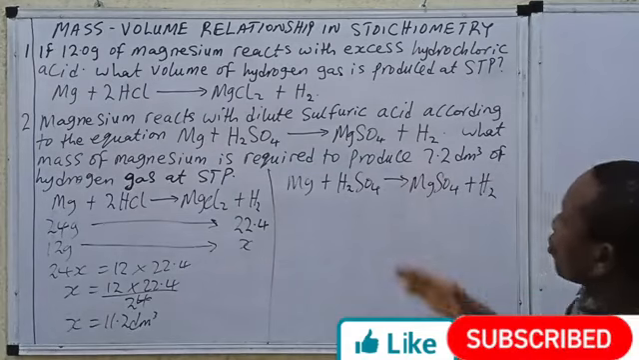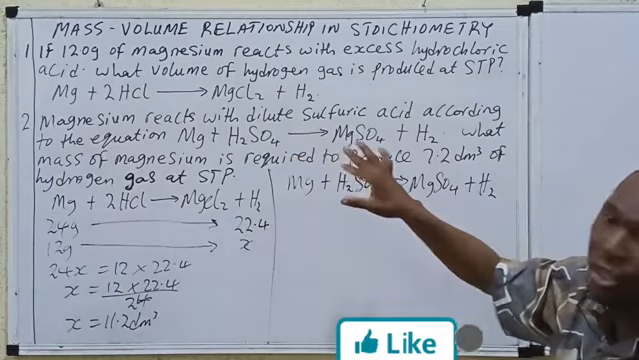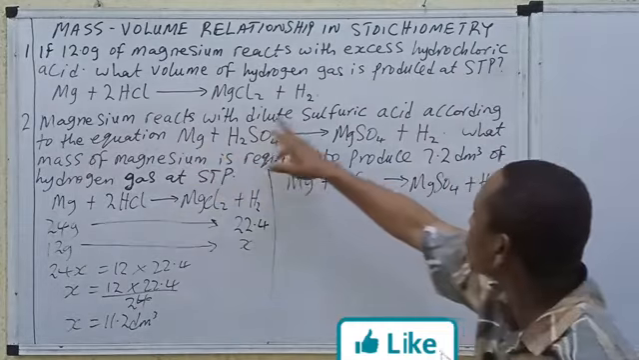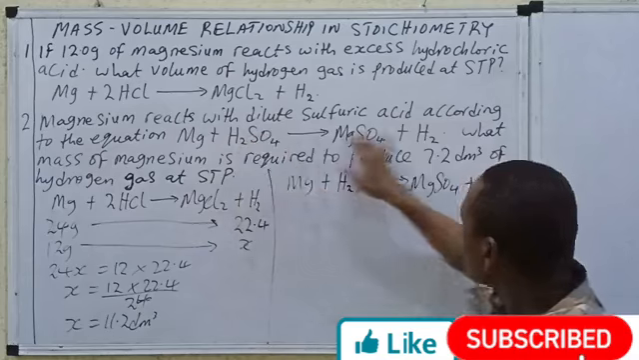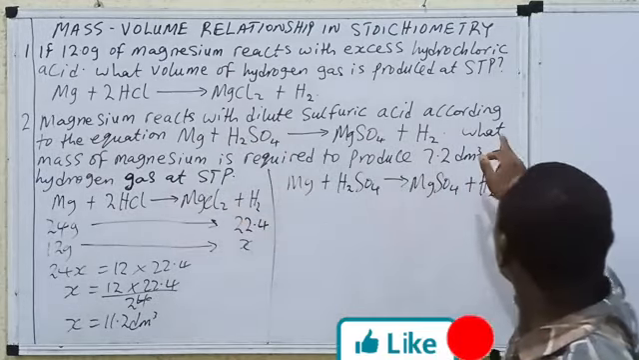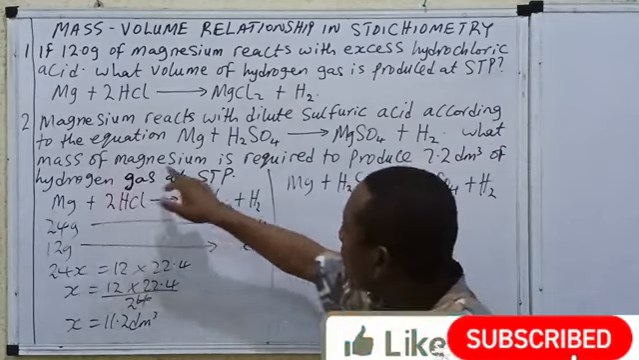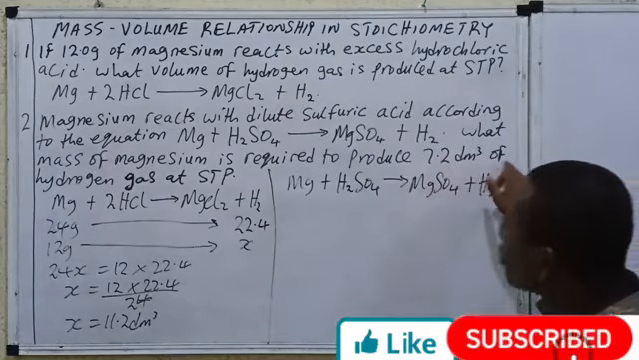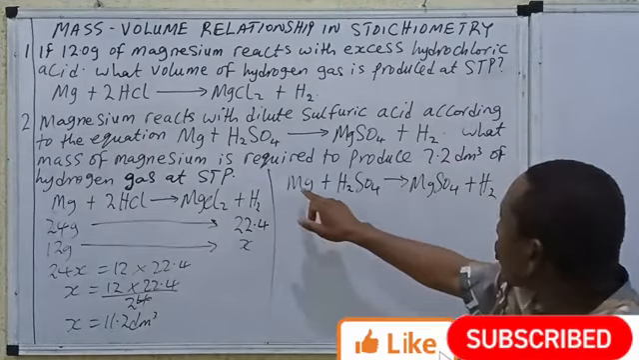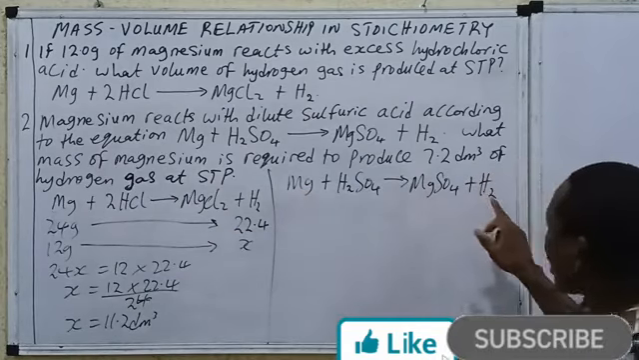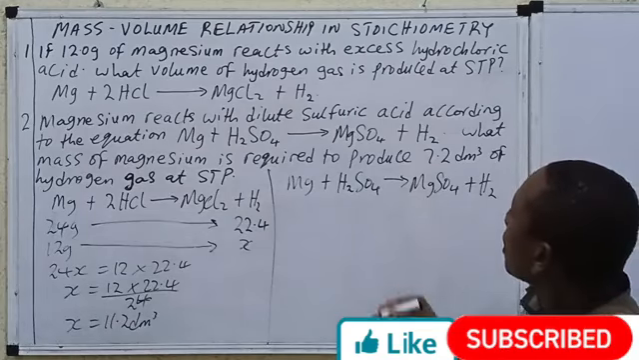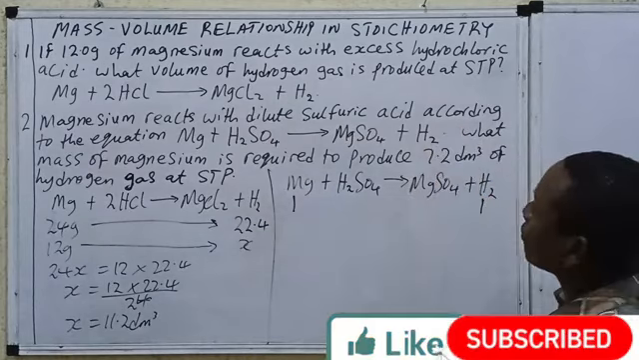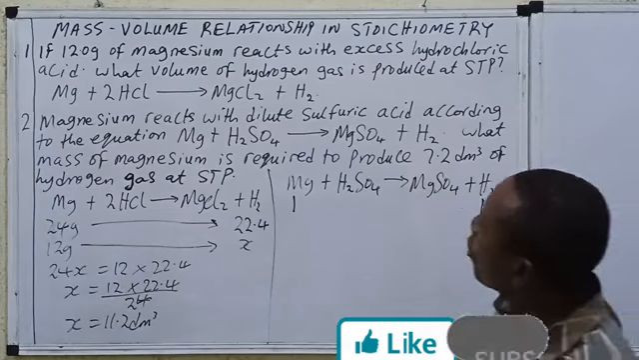So first, you have to look at the question and notice what elements or compounds are being compared. Magnesium reacts with this according to the equation. What mass of magnesium is required to produce 7.2 dm³ of hydrogen gas? So they are comparing magnesium and hydrogen gas again. So we know that 1 mole of this produces 1 mole of this according to this equation.